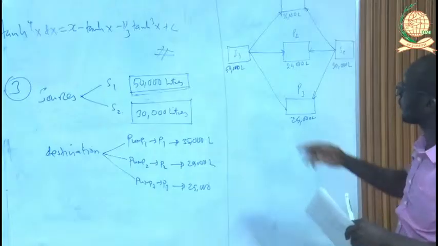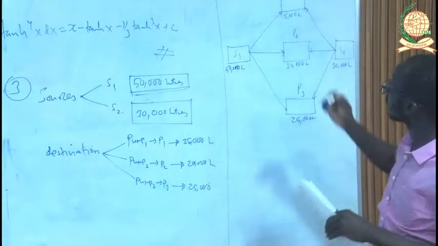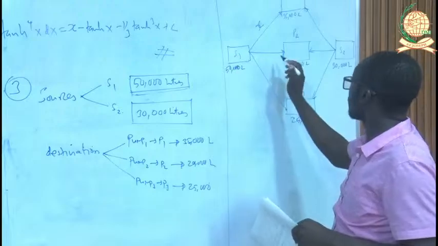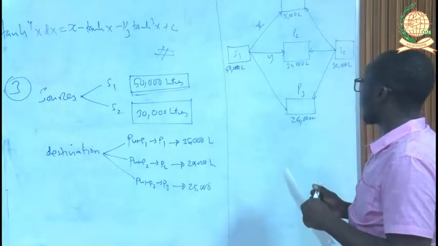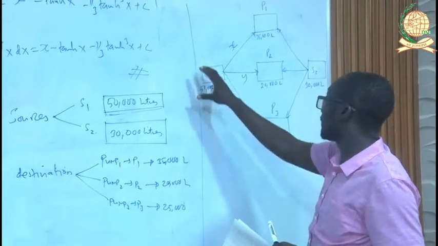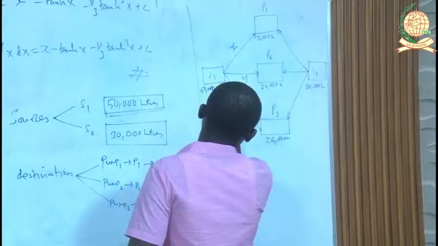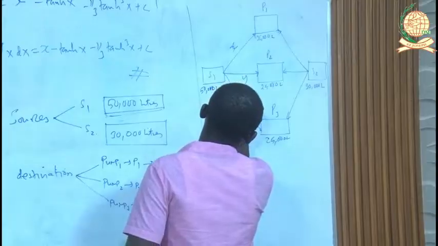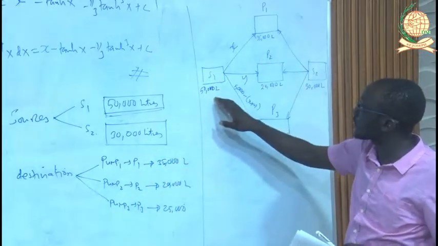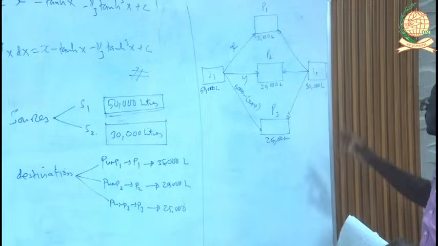So what we are going to do here, from the sources, is introduce variables for the amount of water carried to pump 1 from S1. Because we don't know the amount, we're going to name it X. Then from source 1 to P2, we're going to name it Y. Because X goes to P1 and Y goes to P2, what will go to P3 is the remaining amount from S1. So we write 50,000 minus the sum that has already gone to P1 and P2, to get the remaining amount that will go to P3. And the same thing for S2.